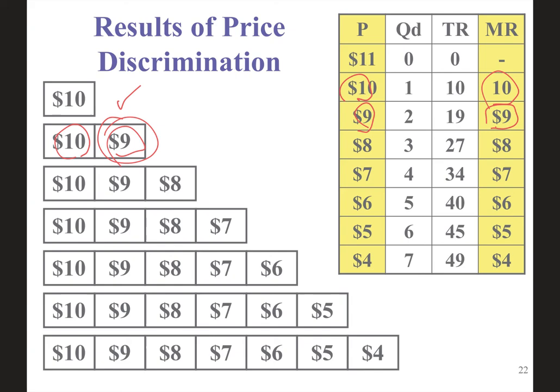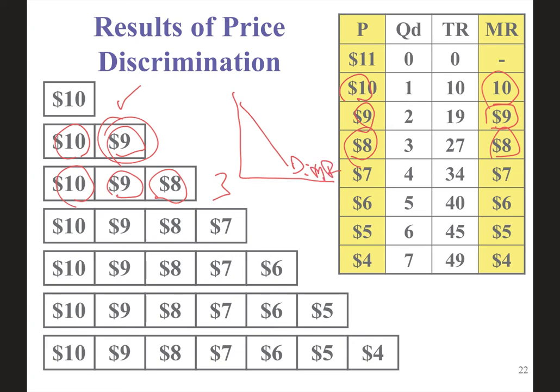Then again, if they sell 3, they've gotten the $10 from the first consumer, $9 from the sale of the second good, and then $8 from the sale of the third good. So again, in this case and everywhere after, the price and the marginal revenue will be exactly the same. That tells us in perfectly price discriminating models, we only have a demand curve. The demand curve is equal to the marginal revenue curve.